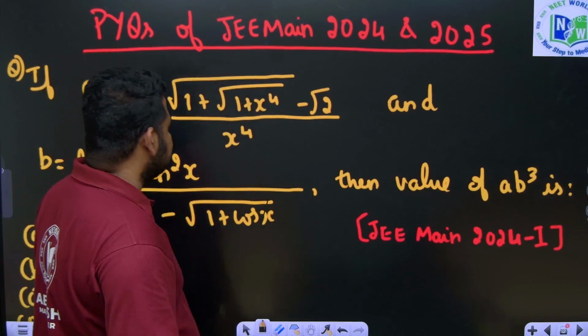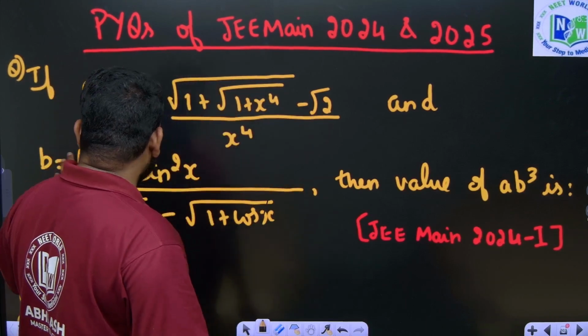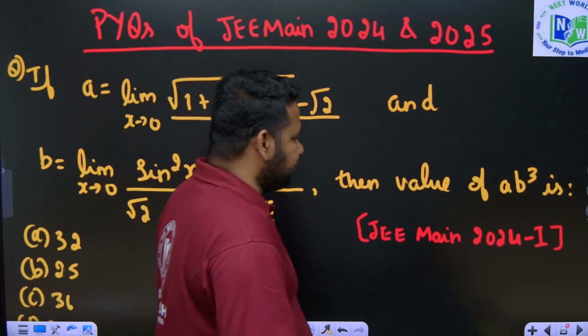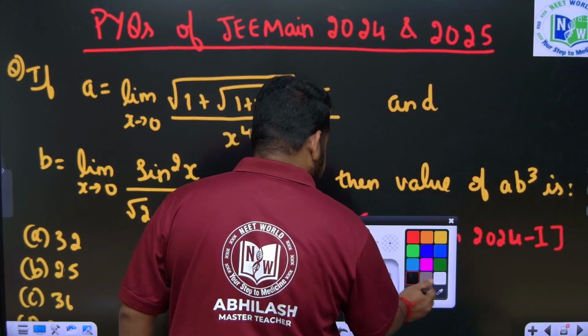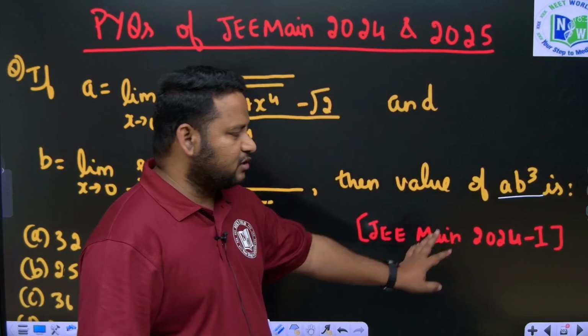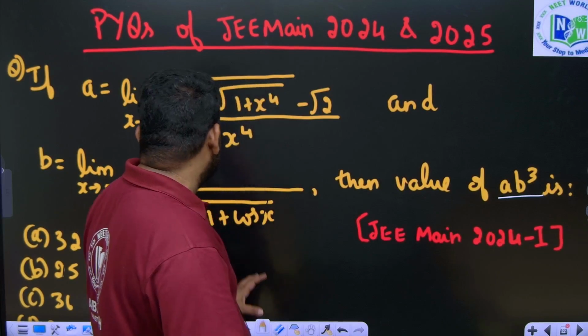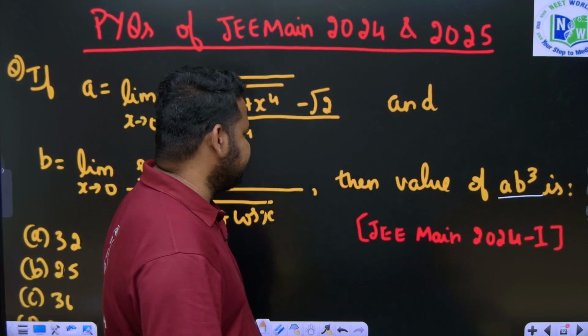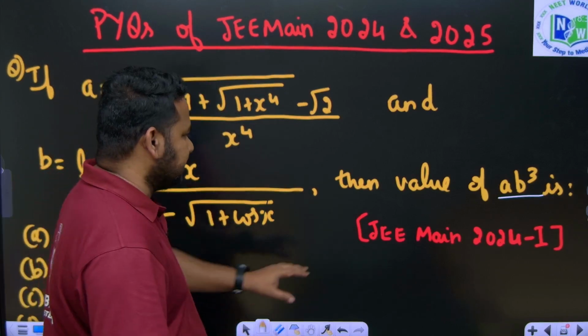They are telling, if A is equal to limit of this thing, and B is equal to limit of this thing, then they are asking the value of AB cube. This was asked in 2024 first session, that is the January session, maybe first shift. So A is equal to this one and B is equal to this one, they are asking AB cube.